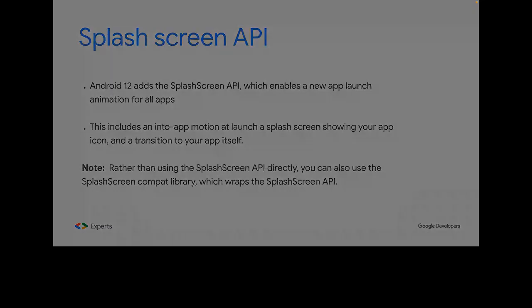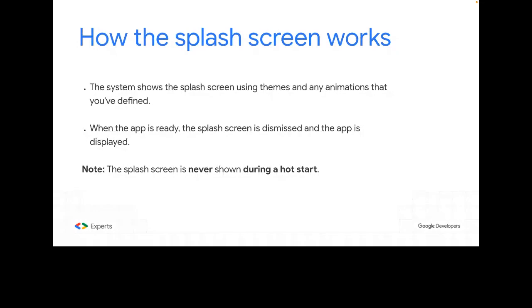And let's see what's next. So how the splash screen basically works: it shows the splash screen using the themes and animations that are defined. It has two animations, which we will cover next. So it's basically using the theme. You can define the properties in your theme and go from there.